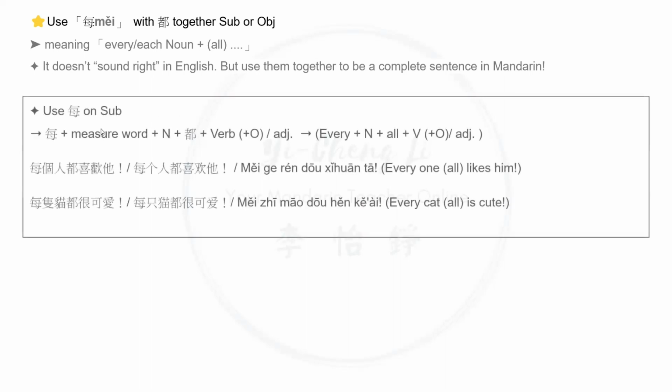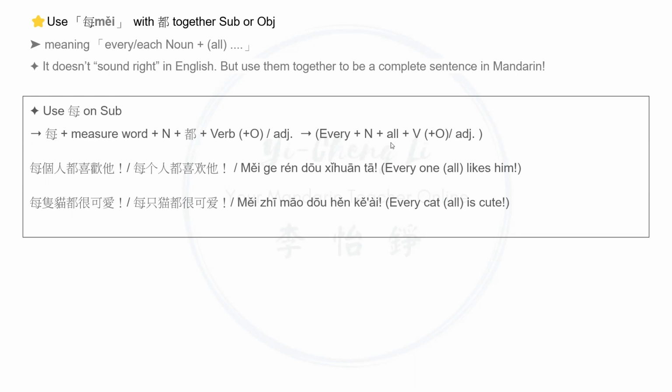Now let's take a look at using 每 on the subject part. 每 plus your measure word for the noun. This is our subject for the sentence. And then you put dōu, so this dōu is emphasizing the subject. And then you add a verb. If you have an object, you put it after the verb. Or if your sentence is not about a verb, then you can use an adjective as well. The translation is more like every, all, and then the verb or adjective.